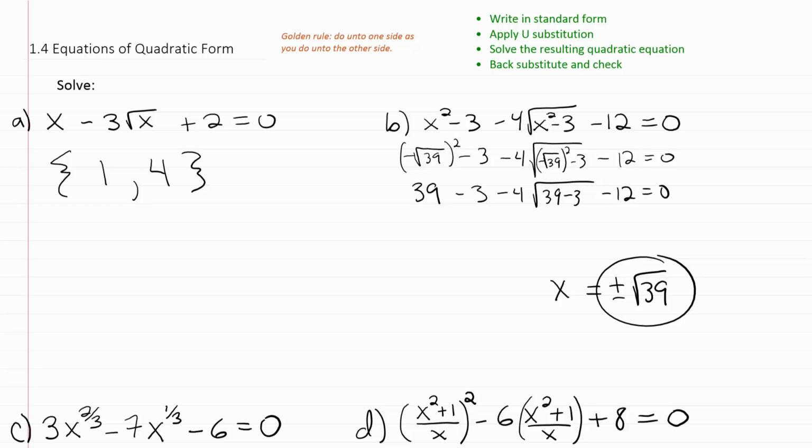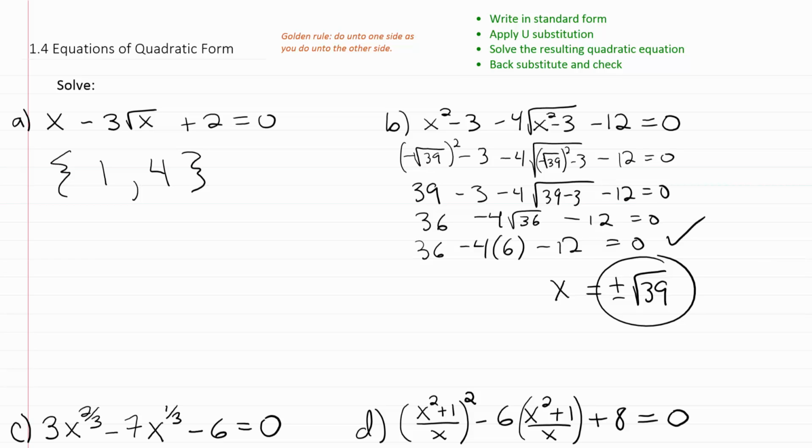So from here we can say 39 minus 3 is 36, right? And then you'll have negative 4 times the square root of 36 minus 12 is equal to 0. So that's 36 minus 4 times 6 minus 12. Does that equal 0? Well, you'll end up having then 36 minus 24 minus 12, which is the same as saying 36 minus 36. So this indeed does work.